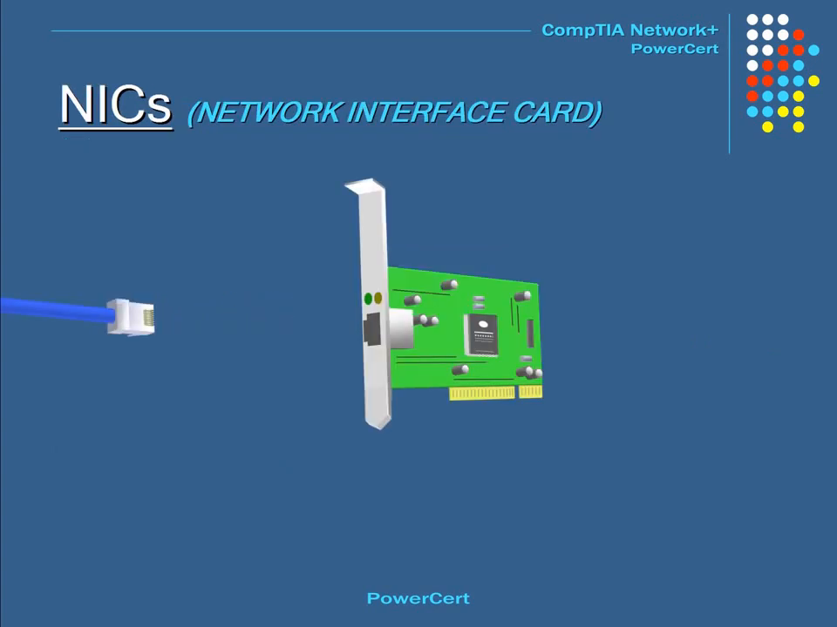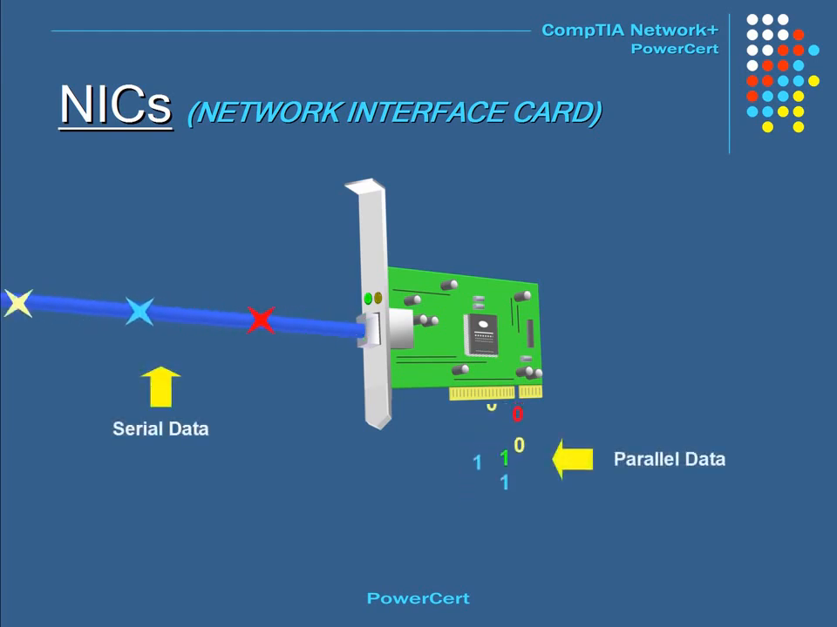A network interface card, or NIC, is used to connect a computer to a network. It is basically a circuit board with a network adapter that is installed on your computer. And its job is to convert incoming serial data into parallel data so that the computer can understand it. A NIC provides a constant dedicated connection to a network. And every NIC has its own unique identifier called a MAC address.